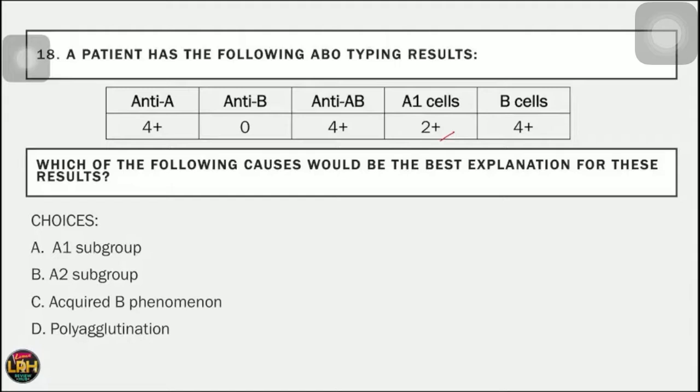Although there is already a clue that there is a reaction with A1 cells, this would probably be the A2 subgroup. As discussed a while ago, A2 subgroup have A antigen but without A1 antigen. Therefore, this type of subgroup produces anti-A1 and anti-B. It reacts strongly with B cells in the reverse typing or reverse grouping, and it reacts with A1 cells but not as strongly as the B cells. So in this case, A2 subgroup is the answer.